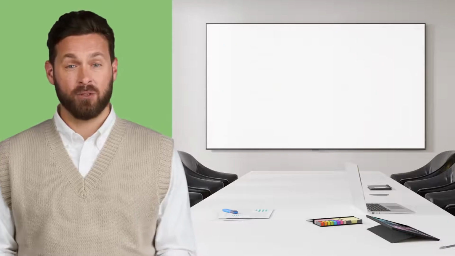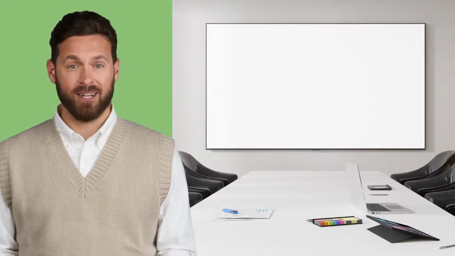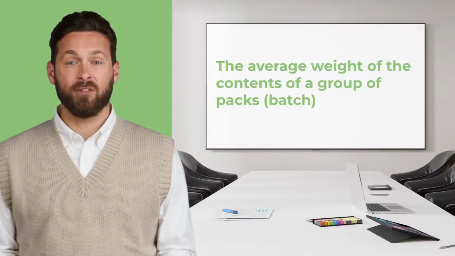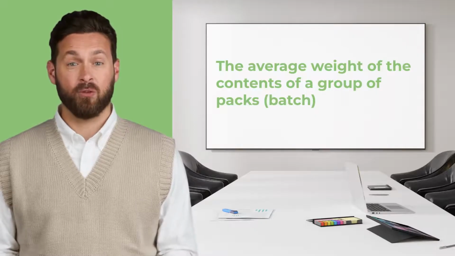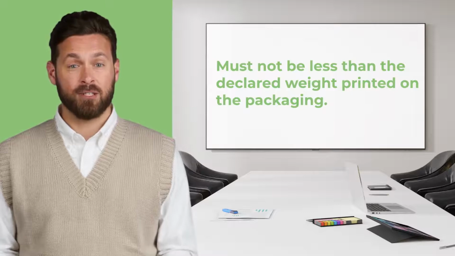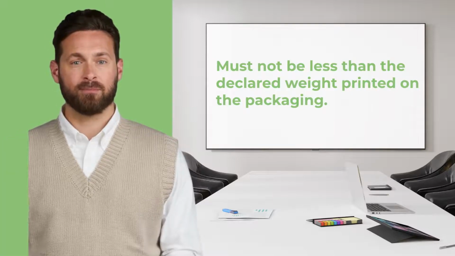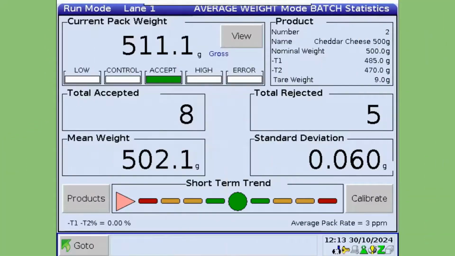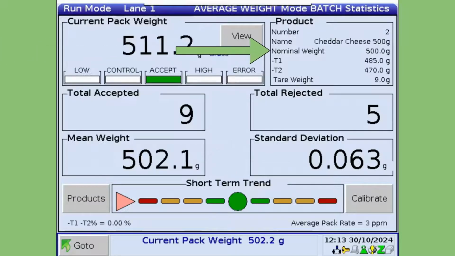One of the three packers rules that you can see in the provided attachment is that the average weight of the contents of a group of packs or batch must not be less than the declared weight printed on the packaging. So, on the run screen, the average or mean weight for all the accepted packs that you can see here must not be less than the declared nominal weight that is displayed on the packaging. That corresponds to what's shown in the product settings.